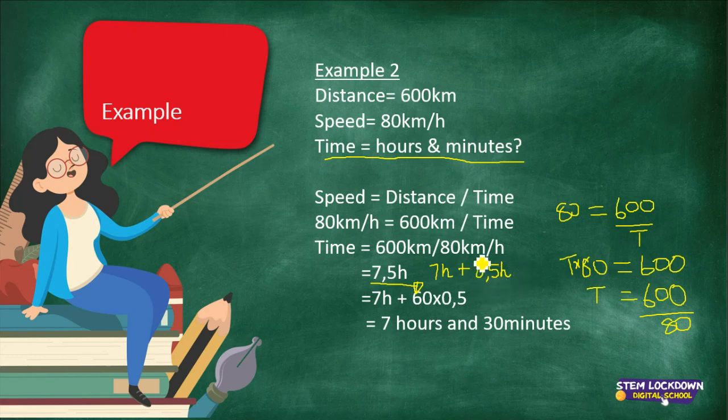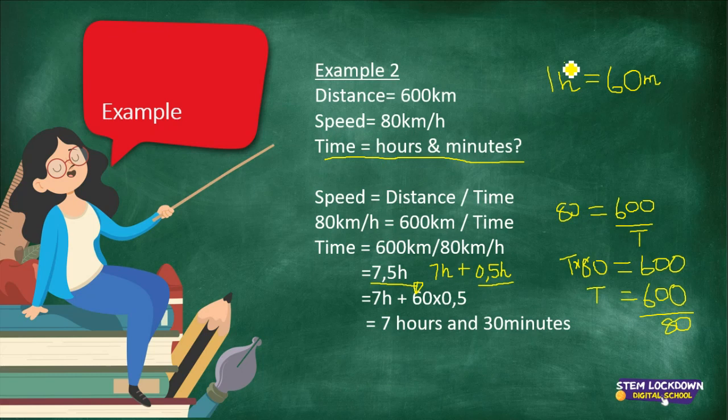So I need to change the 0.5 to minutes, right? How do I change hours to minutes? Learners, you need to know your conversion by heart in this case. 1 hour is 60 minutes. So I'm converting hours to minutes, right? Obviously this is not a full hour, it's a portion, a fraction of an hour. I'm converting 0.5 to 60. Okay, what do I do?